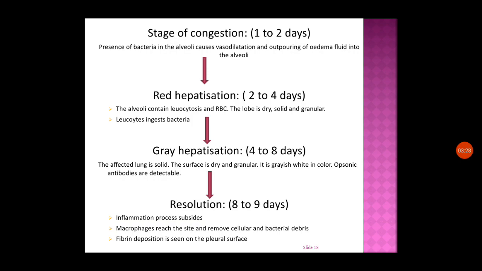Next is the grey hepatization. Still it is also a solid matter. The affected lung is solid. The surface is dry and granular. It is greyish white in color. Opsonic antibodies are detectable, so IgA and other antibodies will be present, and now the red cells will be destroyed easily, giving a grey color to the alveolar space. Next, within 8 to 9 days, resolution happens, that is, the inflammation process subsides.